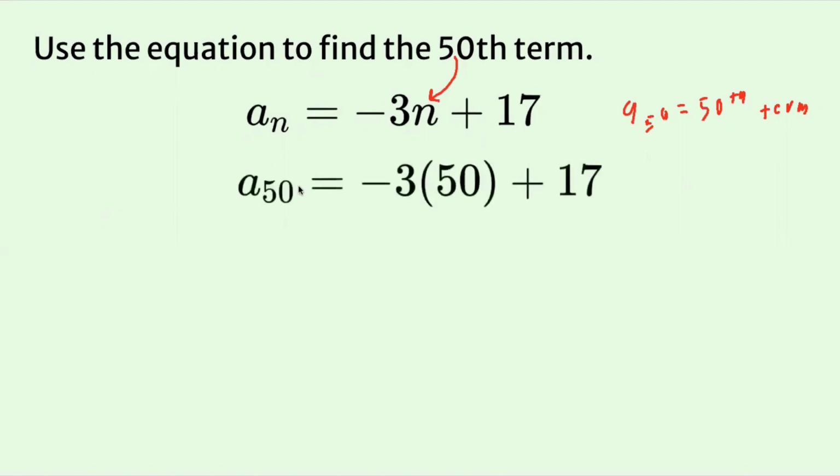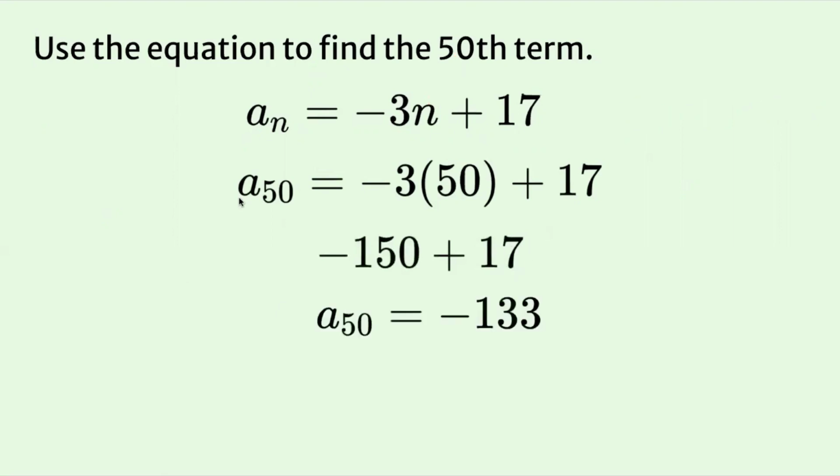And so a sub 50 equals negative 3 times 50 plus 17. Negative 3 times 50 is negative 150, plus 17. And if you simplify that, that just gives you negative 133. And so your 50th term would be negative 133. And something to note is that you can basically substitute n for any value. You can find the first term, second term, 500th term, as long as you have your correct equation, and you'd be able to find any of the terms in an arithmetic sequence.